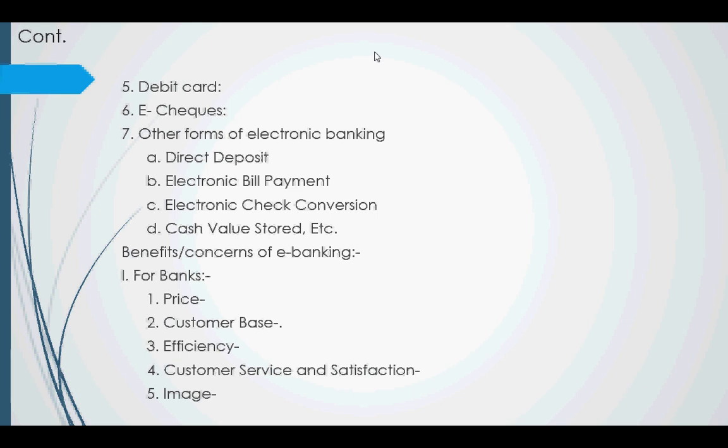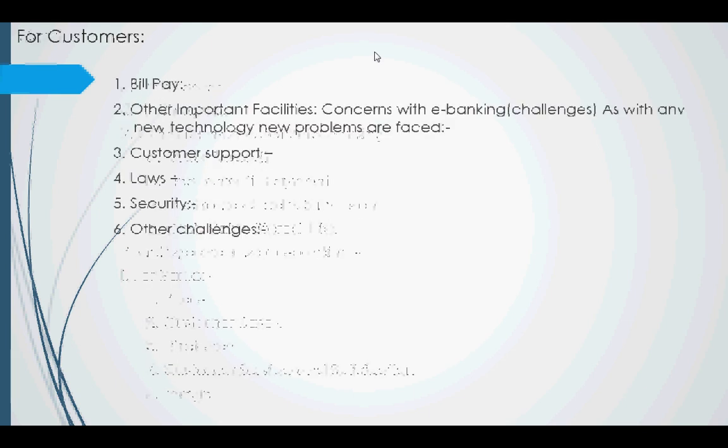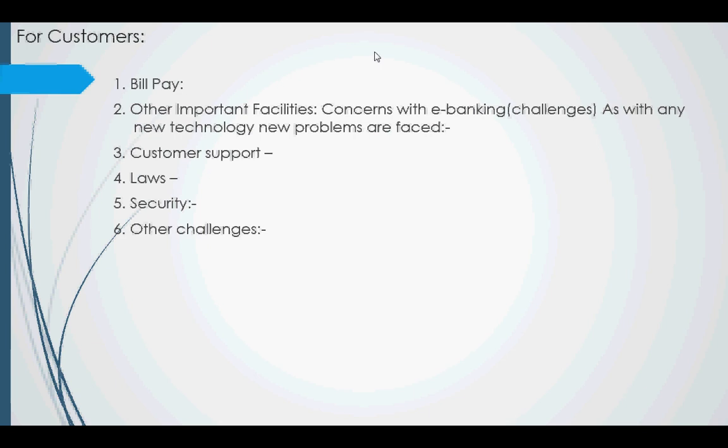There are a number of benefits for the different stakeholders in the banking system. Because of internet banking, what are the benefits to banks? With controlled cost, they are able to reach out to their customer base, efficiency will be there, customer service and satisfaction can be ensured, and bank image will also be enhanced. There are also a number of benefits to customers, like bill payment, another important facility provided by e-banking to customers. There are also new challenges being faced.